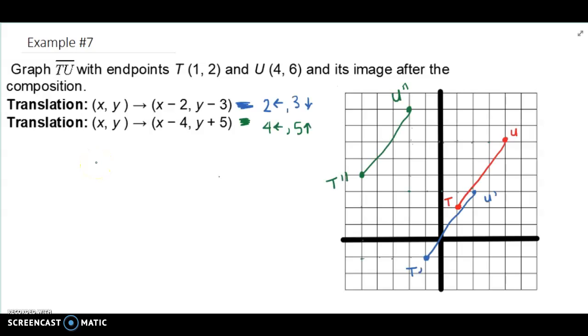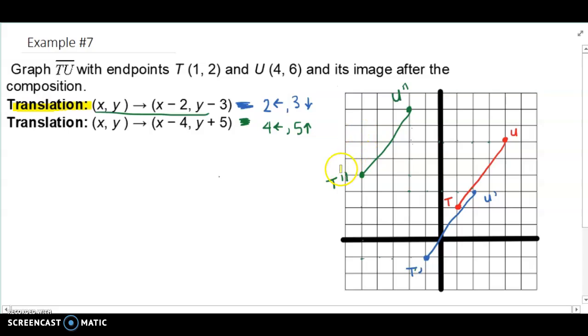All right, guys, this is what I got. So the first thing I did is I graphed TU, which is in red, and then I read my rule. So this basically says I'm going left 2 and down 3. So from T, I go left 2, down 3, and I get T prime. From U, I go left 2, down 3 to get U prime. Okay, so I'm done with this translation then. Okay, so that's my T prime and U prime.